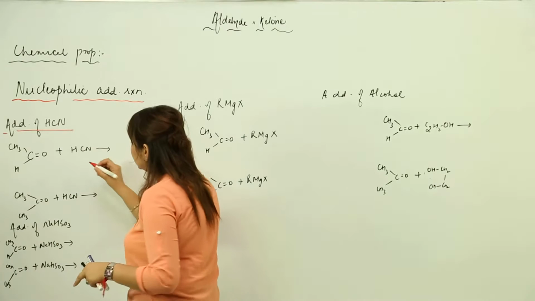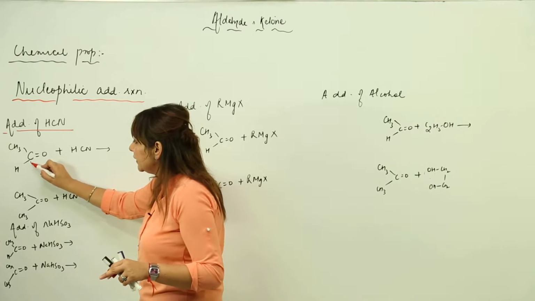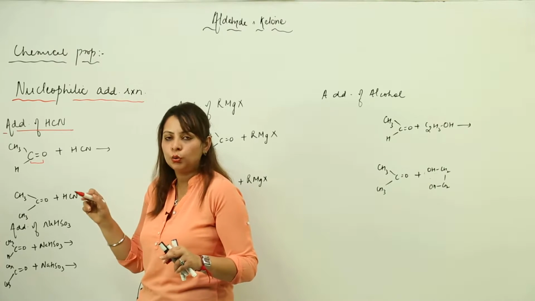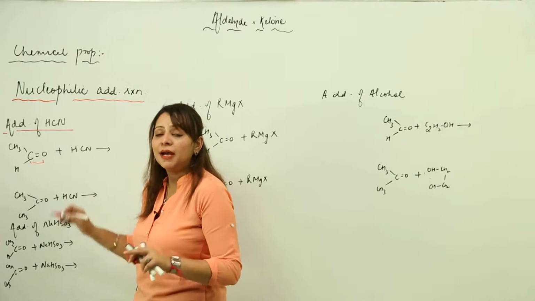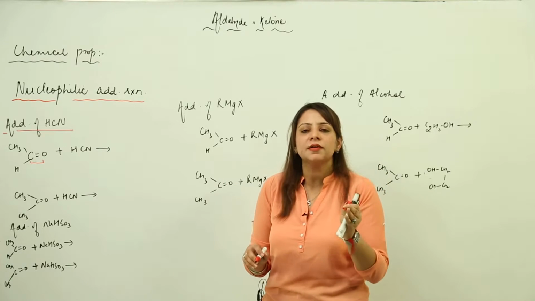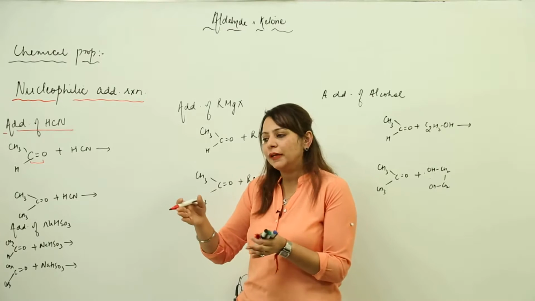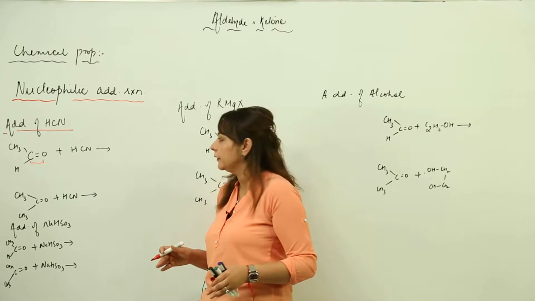We know that addition occurs only when there is a double bond, and as we can see, the carbonyl group contains a C double bond O. So that means we can add any substance to it. But when we are doing it, we have to consider that the carbon tetravalency should not get disturbed. It means that carbon should have only 4 bonds, not more than that, because carbon is tetravalent.